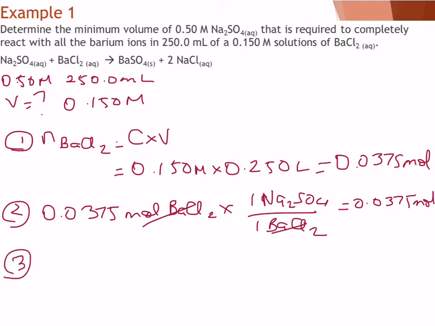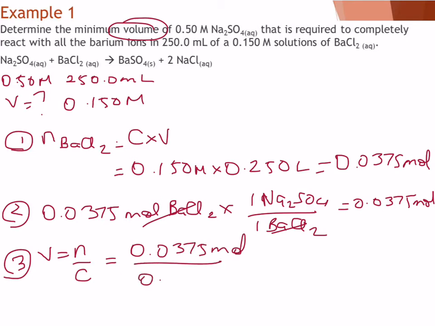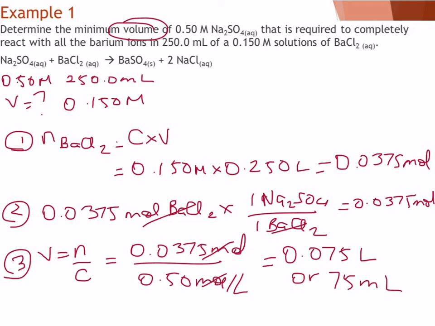The third step is to solve for whatever it is the question's asking us. So it's asking us for the volume. So we're being asked to figure out V, and we're given our concentration, and now we have moles. So V is equal to n over C. So we have our 0.0375 moles and our 0.50 moles per liter. So our moles will cancel, and we get 0.075 liters, or 75 milliliters. Either answer would be equally correct.